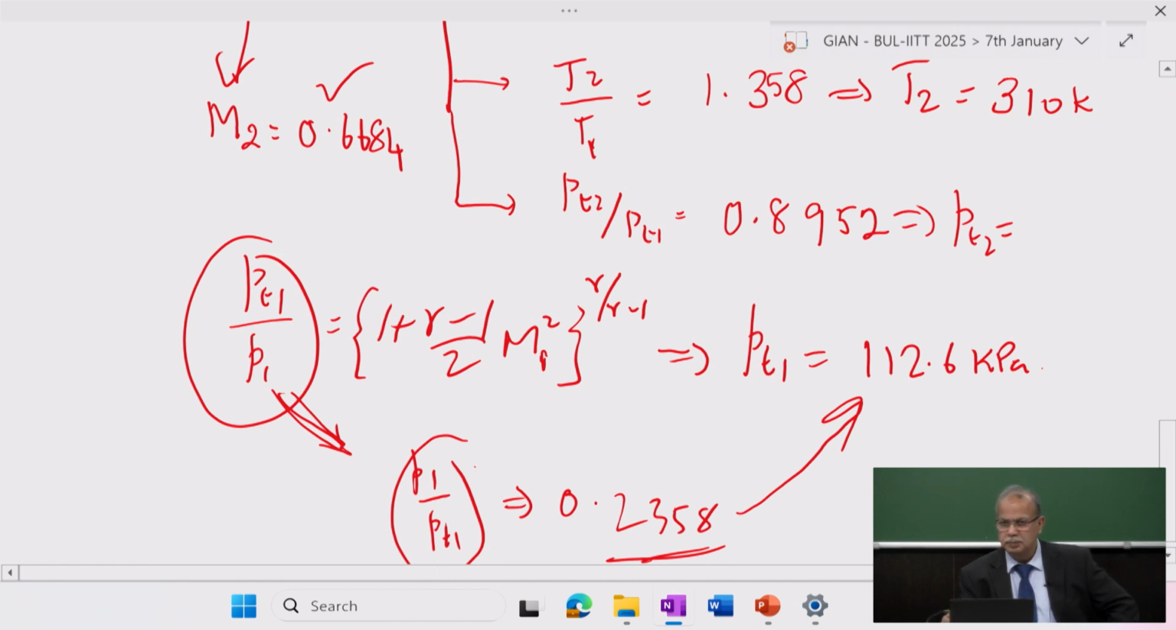Okay, so I got the value for PT2. What's the value? 102.38. Okay. It's a similar value you get here. PT2 equal to 100.8. Okay. Yeah.